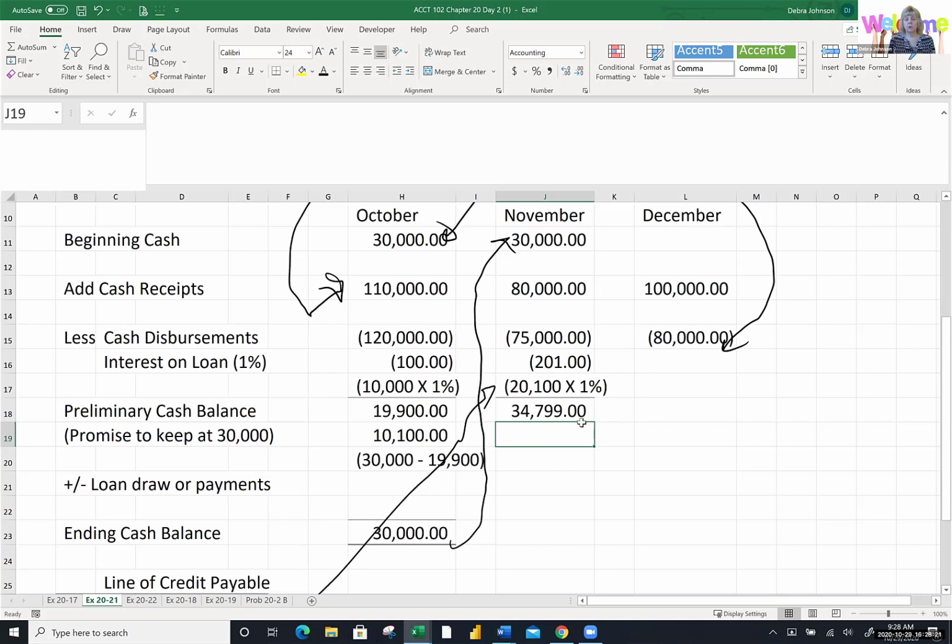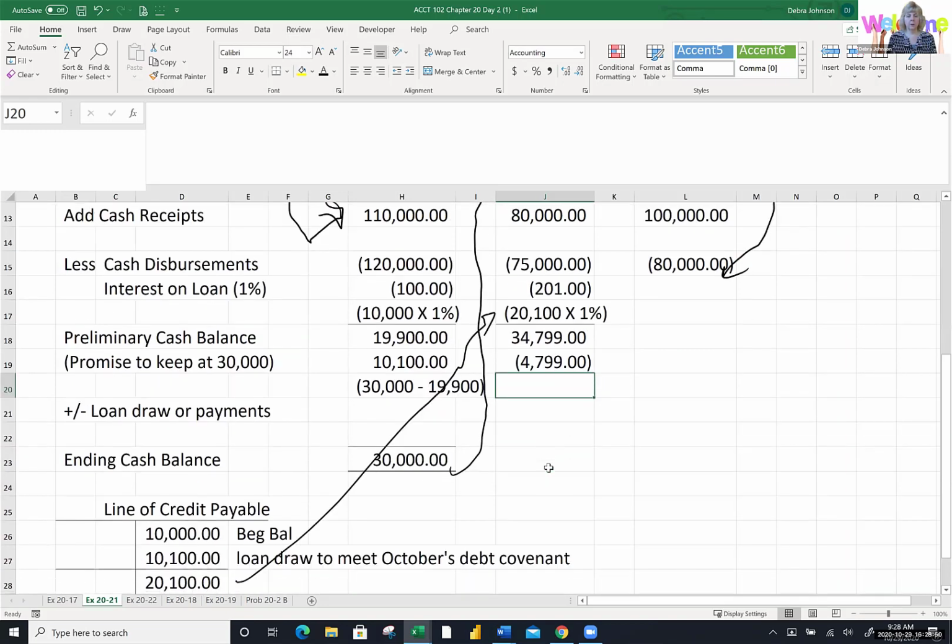So what we're going to do with that extra is we're going to pay down our loan. I gotta have 30,000. This goes back to Davi's question. She asked last time, I gotta have 30,000. That means I have $4,799 available to pay toward my loan because I gotta keep 30,000. So I have an excess cash here that I'm going to use to pay down my loan.